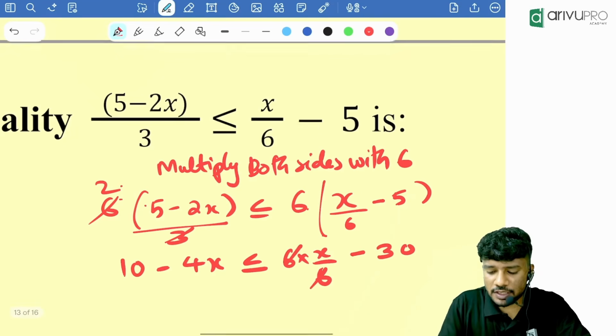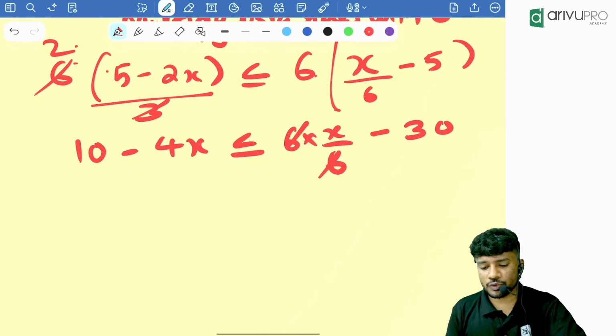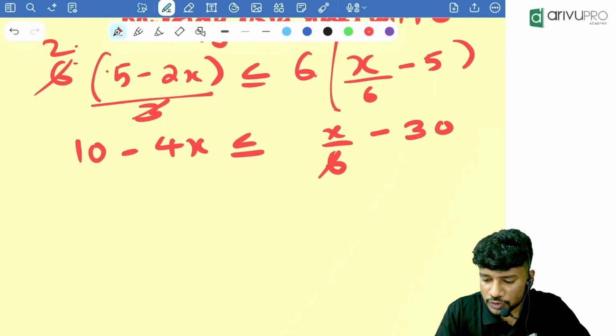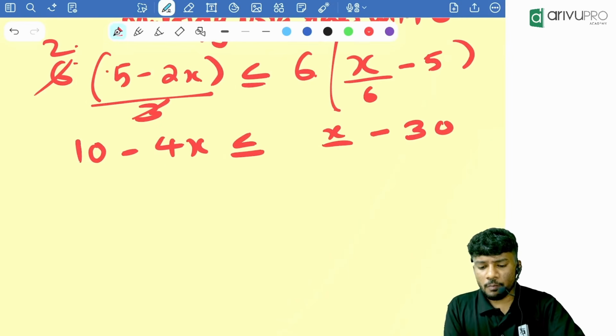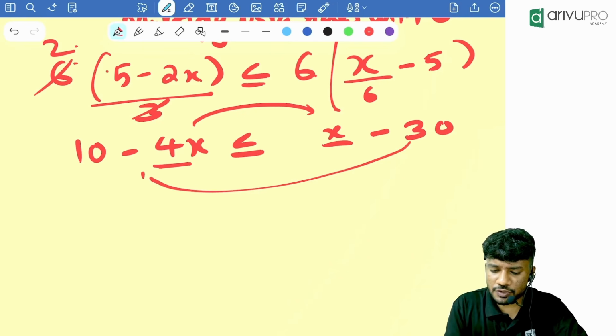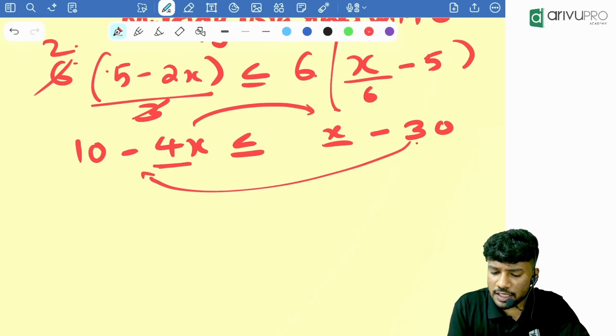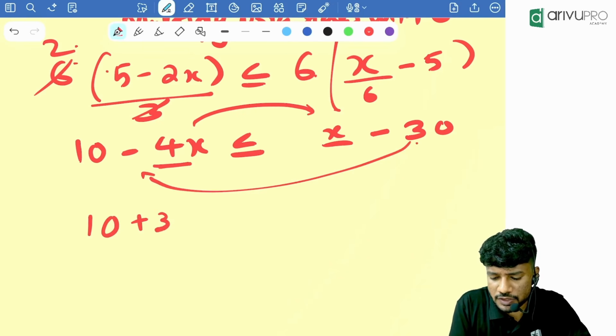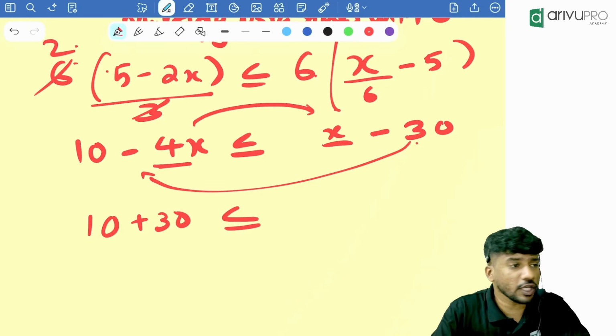30 minus 30. Now you can rearrange. How to rearrange? I'll tell you. This goes off. Now, minus 4x goes to the other side. Minus 30 comes to this side, so it will become plus 30. 10 plus 30 less than or equal to.